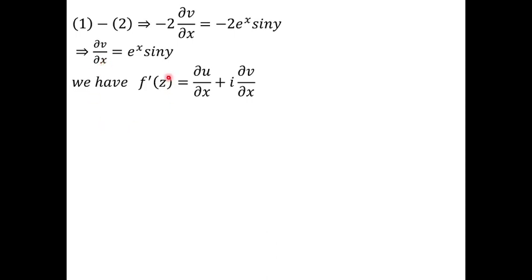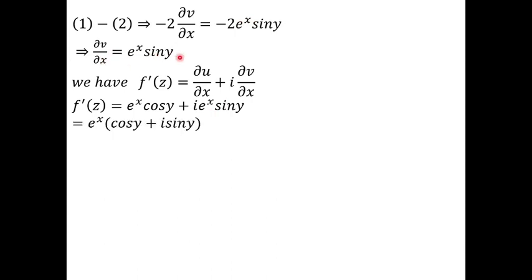Now write the formula f dash z is equal to ∂u/∂x plus i into ∂v/∂x. Now substitute: ∂u/∂x is e^x cos y, plus i into ∂v/∂x, which is e^x sin y. Now e^x is a common factor, take it outside. What is the remaining? cos y plus i sin y.